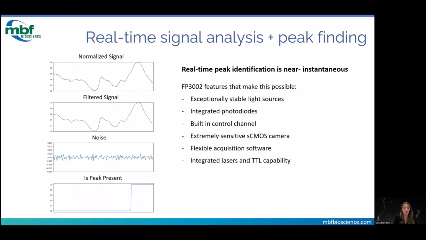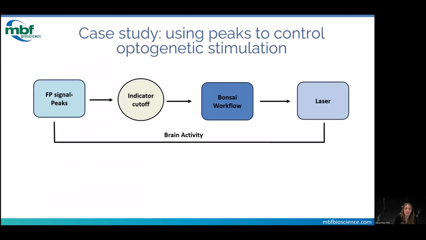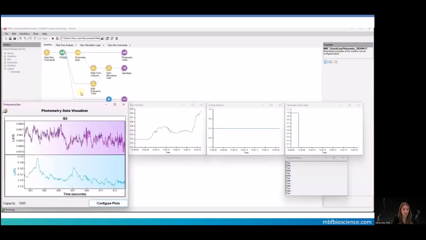So next, what I want to do is highlight what this looks like in real time. So I'm going to show you a case study example where we're using peak finding to control optogenetic stimulation. So for this workflow, the data stream is the FB signal, and in this case, we're looking at peaks. Our threshold is a cutoff that we've determined for our indicator that I showed you earlier. This information is getting fed into our Bonsai workflow, which is then determining when to trigger a laser for optogenetic stimulation. And so I am going to show you what this looks like in real time.